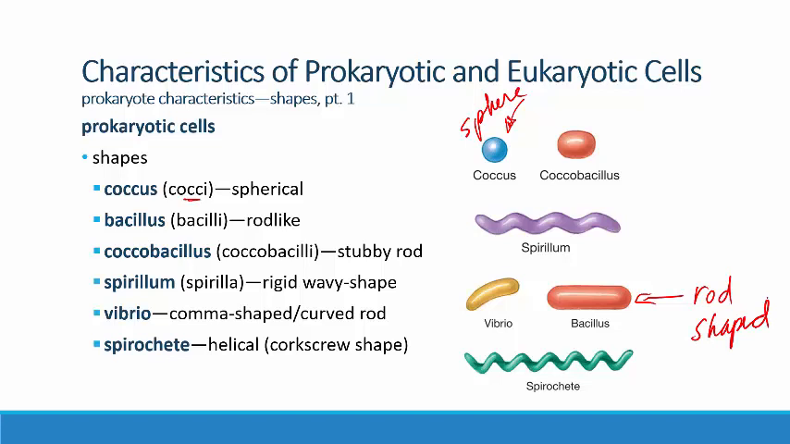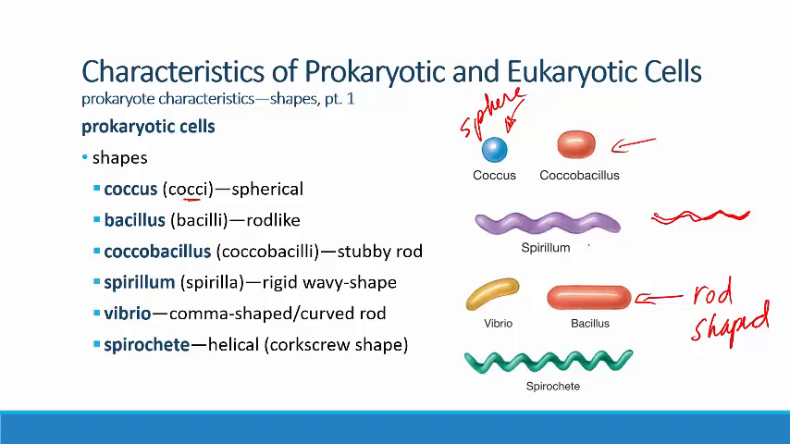And a coccobacillus is sort of in between a coccus and a bacillus. So it's a stubby rod or a slightly elongated coccus. And so they get that classification kind of in between the two of coccobacilli. A spirillum is one that shows this rigid wavy shape. So it's not a corkscrew. Instead, it's just a waviness that we see here in this image. A vibrio is a little comma-shaped or slightly curved rod-shaped prokaryotic cell.